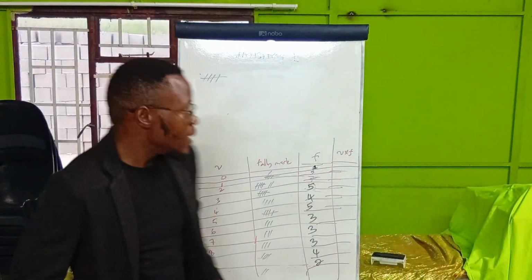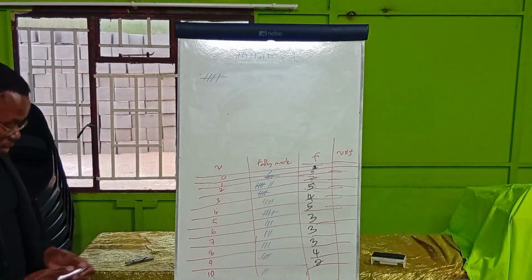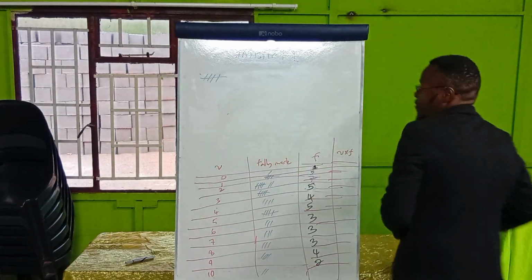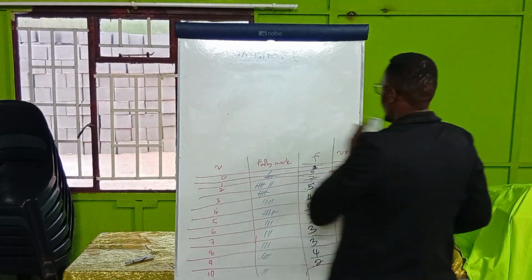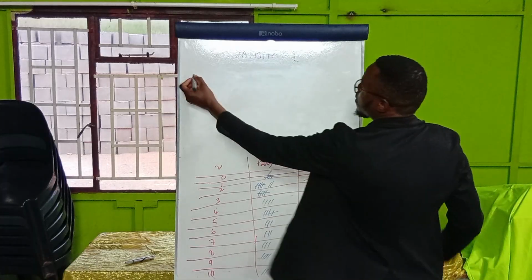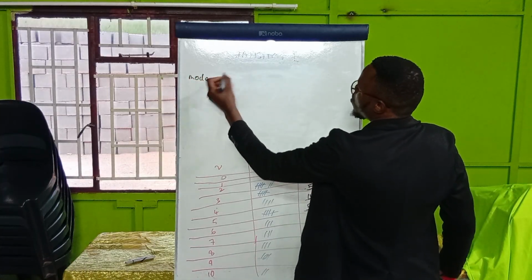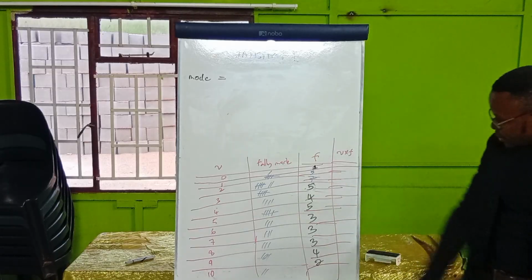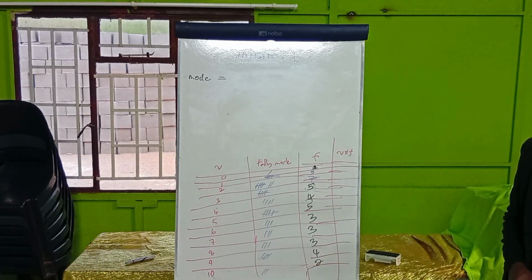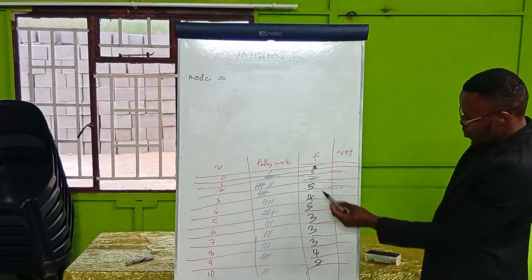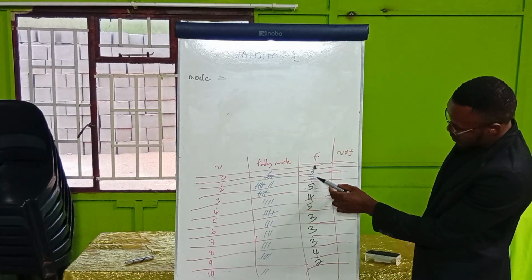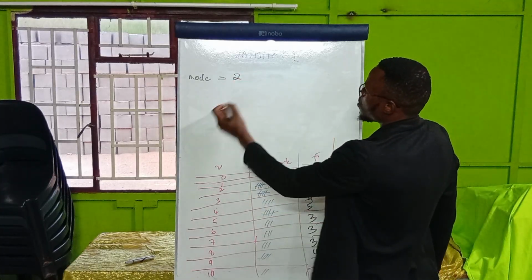Now, this is where it gets important. Let me erase this. Let's start by finding the mode. What would be the mode? Remember, even if it is a table, you always look at the frequency. Which variable has the highest frequency? 2. So you notice 2 has the highest frequency, 7, and there is no other number greater than 7 here. Therefore, the mode is 2.